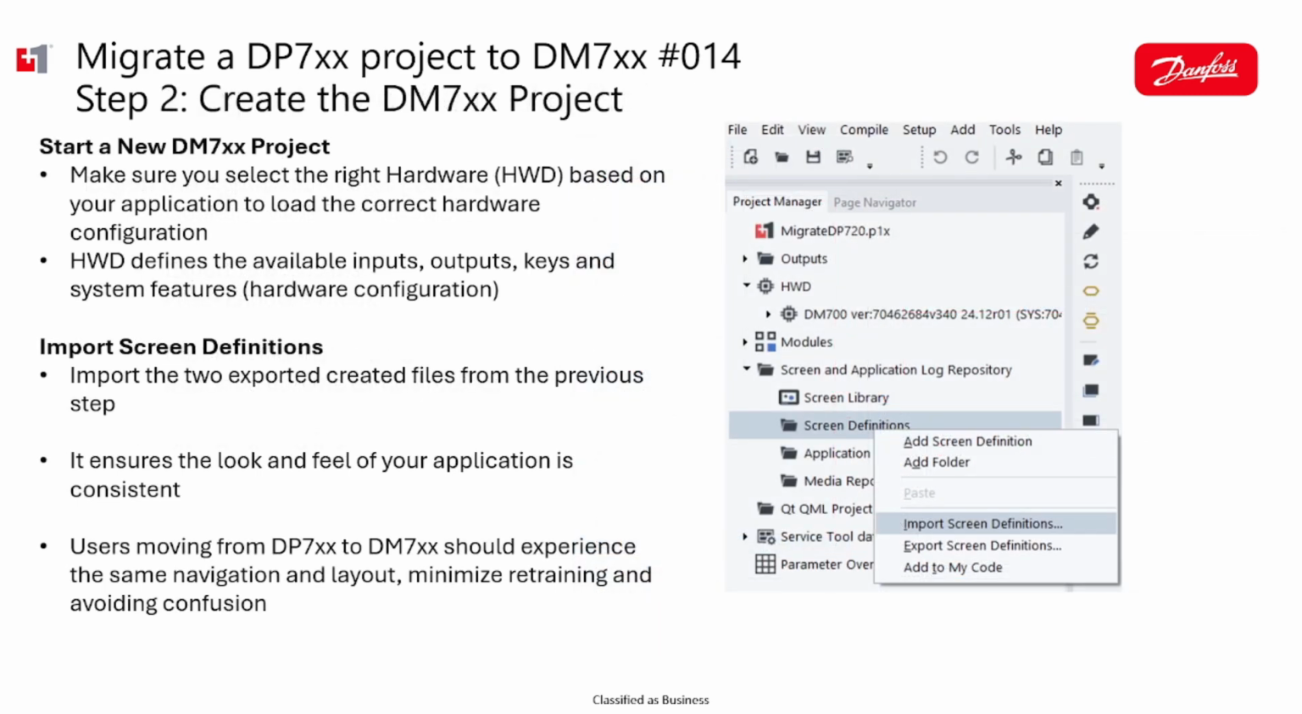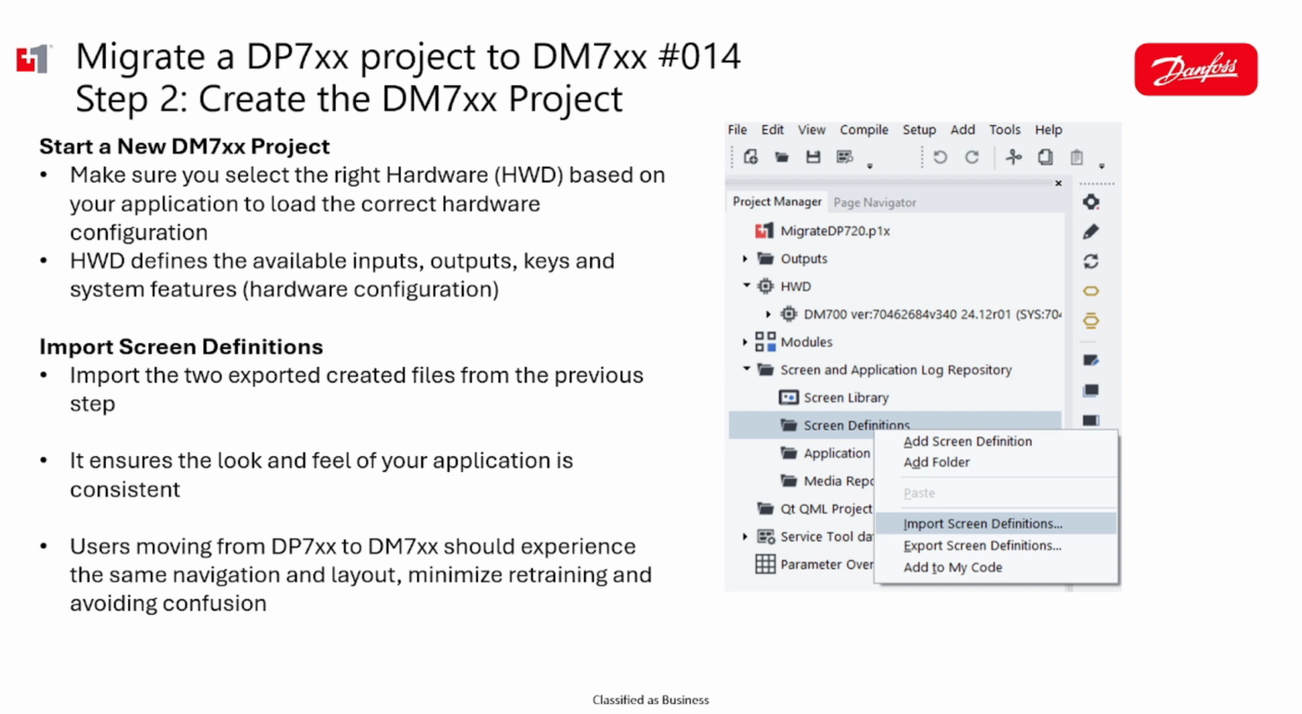In Step 2, a new DM7 project will be created and import the two exported created files from the previous step. Always remember that there are different models of DM7 series. Make sure you select the right hardware based on your application. Each device family has its own hardware definition, so-called HWD. This defines the available inputs, outputs, keys, and system features. If you try to open a DP7 project directly on a DM7, the hardware references will be invalid. By starting with a DM7 project, you load the correct hardware configuration.